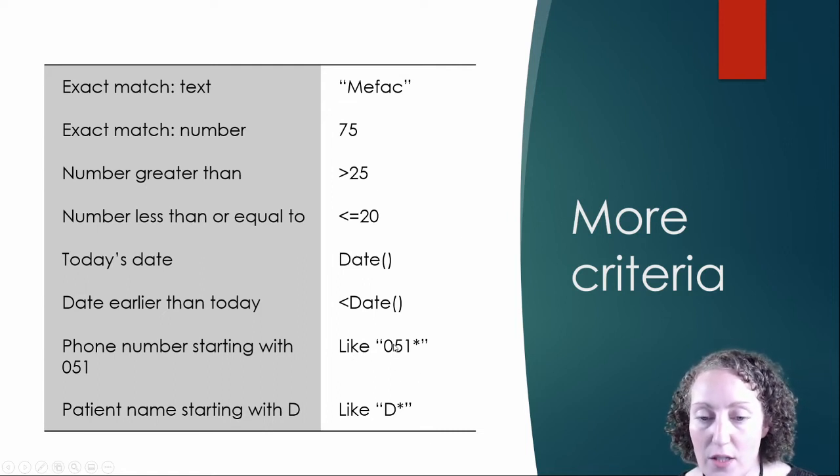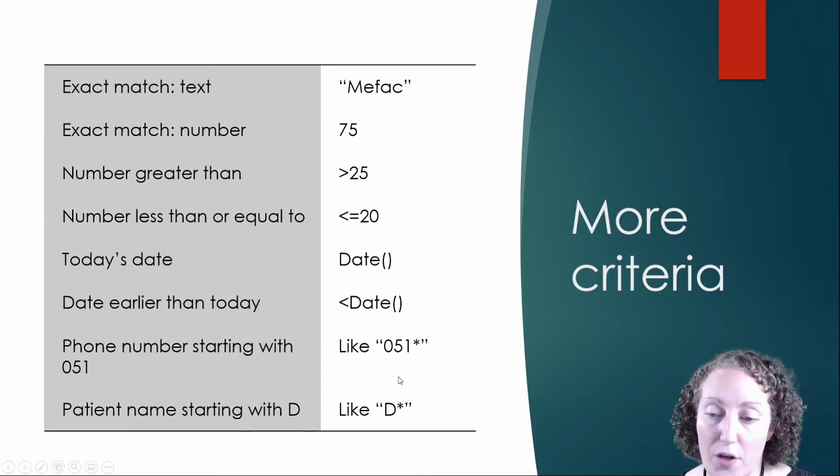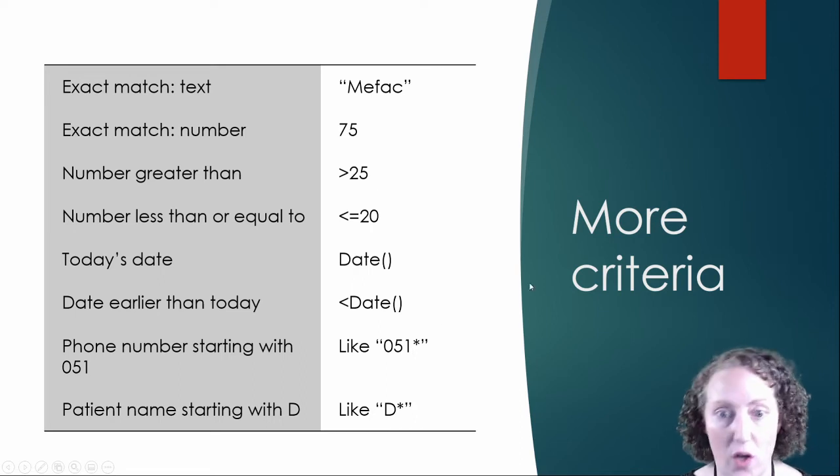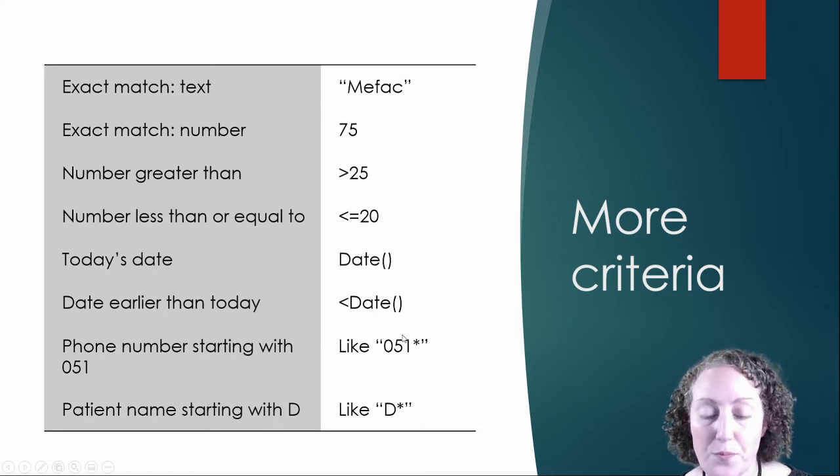Lastly then, you can also use this keyword like. You can use like wherever you don't know the full criteria that you want to specify. So for example, you know that the number starts with 051, but you don't know what comes after it or whatever. Okay, so if you want to see all numbers starting with 051, you use like, and then also this asterisk character here that represents the missing information. So this will find all numbers starting with 051.